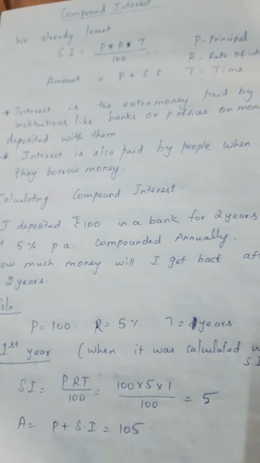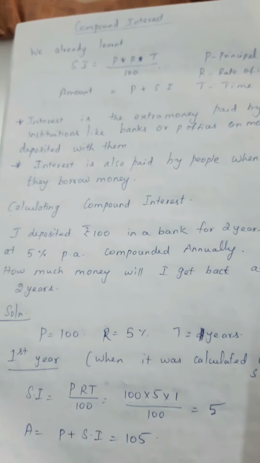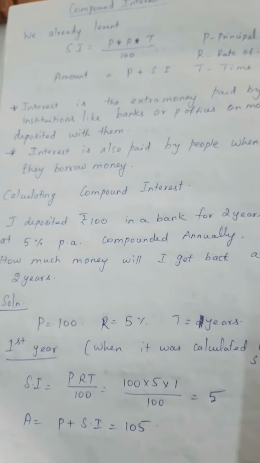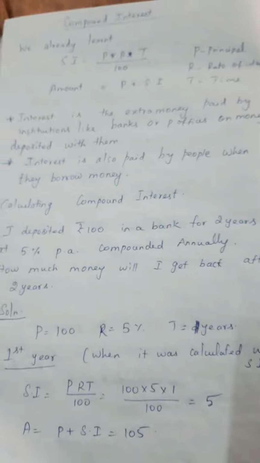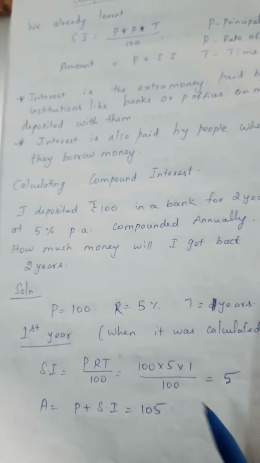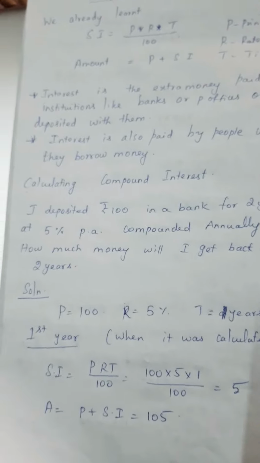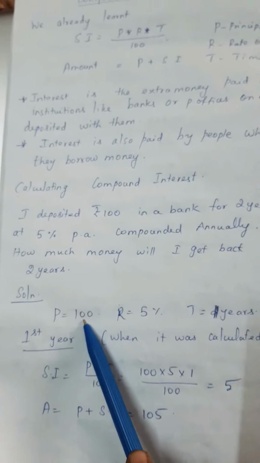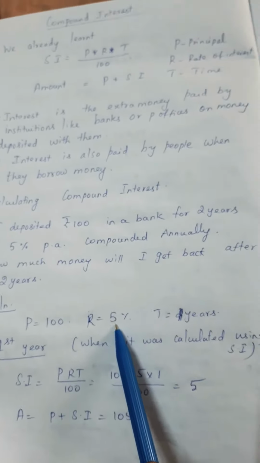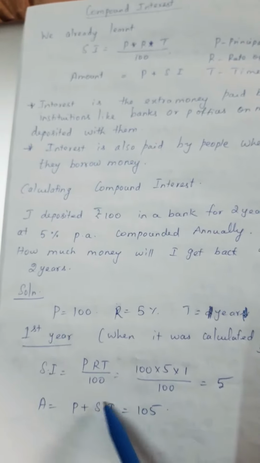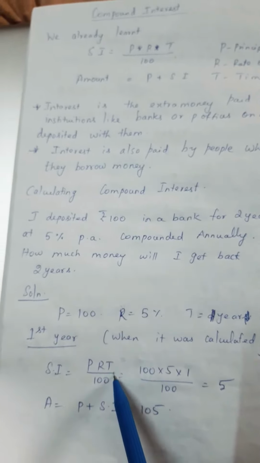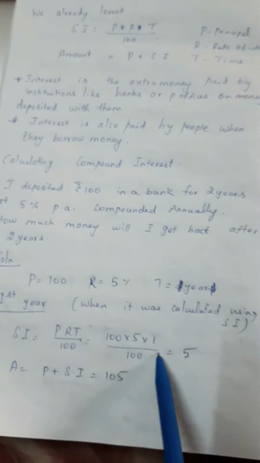Using the simple interest formula itself we can find compound interest, but the calculation is a little different. Let us see now how they are calculating that. Here we are taking the principal for the first year alone. For the first year, principal is 100, rate of interest is 5%, time is 1 year. Now we have to find the interest using the same formula, PRT by 100. So 100 into 5 into 1 by 100 cancels, which is 5 rupees.